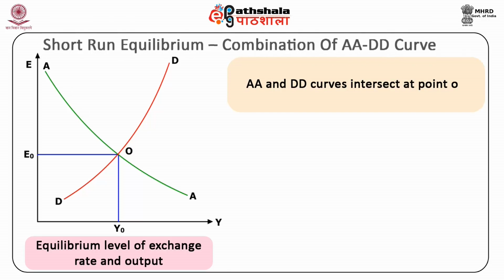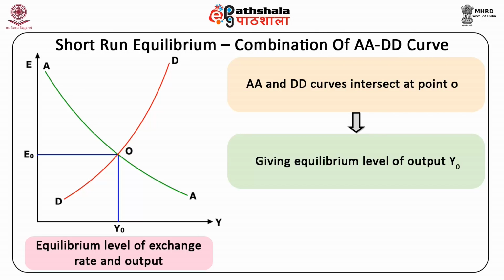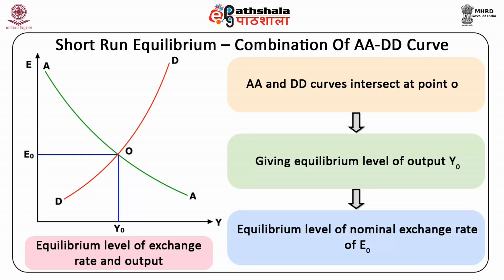AA and DD curves intersect at point O, giving the equilibrium level of output Y0 and the equilibrium level of nominal exchange rate E0. If the economy is at any point other than point O, adjustments will take place in both goods and asset markets to reach the equilibrium at point O. Note that in the money market, adjustment to equilibrium is faster than in the goods market. Thus, any disequilibrium point will first lead the economy to adjust itself back to money market equilibrium and then adjust to goods market equilibrium.